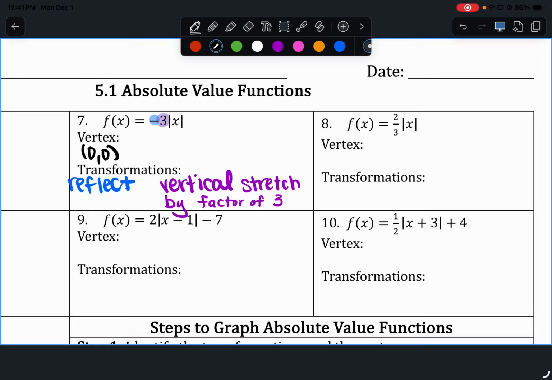All right. Number 8. What is our transformation? Vertical shrink. By what? Does that affect the vertex? No. So what's our vertex? 0. Now I want y'all to do 9 and 10. They both have 3.